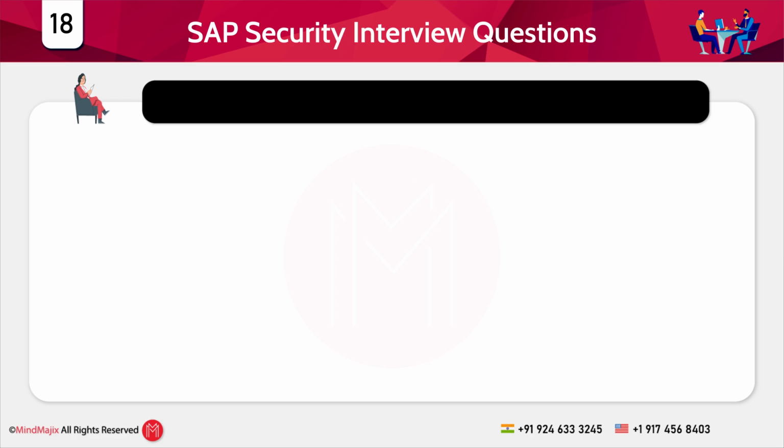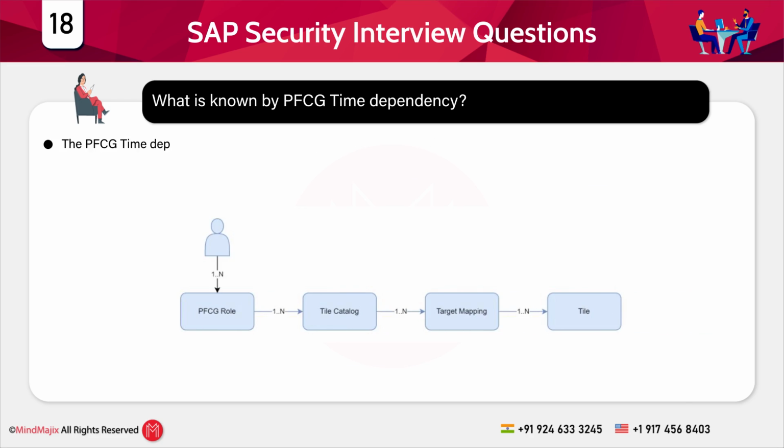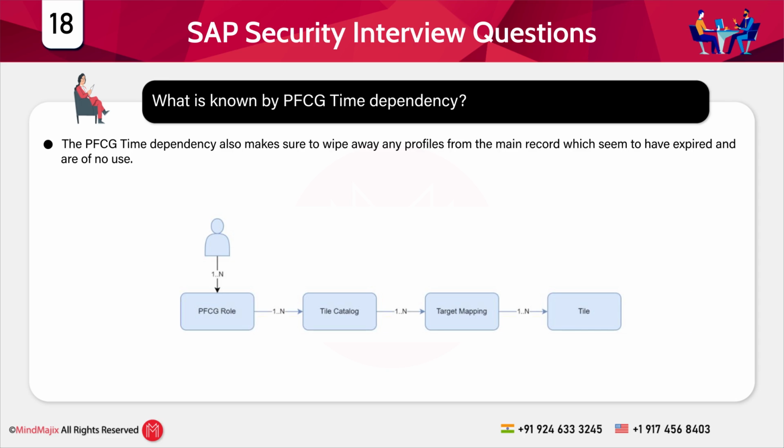The next question is, what is known as PFCG time dependency? The PFCG time dependency is nothing but a report which is normally used for comparison of the user master. It also makes sure to wipe away any profiles from the master record which have expired and are of no use. There is also a transaction code that can be employed in order to execute this particular action. The transaction code which is used to do this is PFUD.